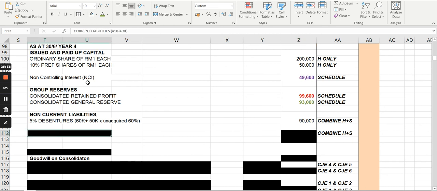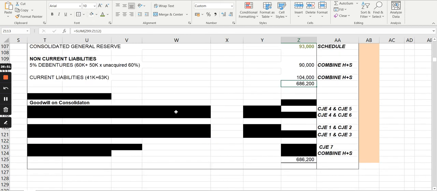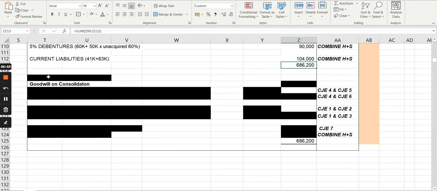Same goes for the current liability. There are no adjustments so far. So you just combine 41 of holding plus 63 of the subsidiary, and you have your first total. The next one, we go to the asset section. The goodwill on consolidation was unimpaired.